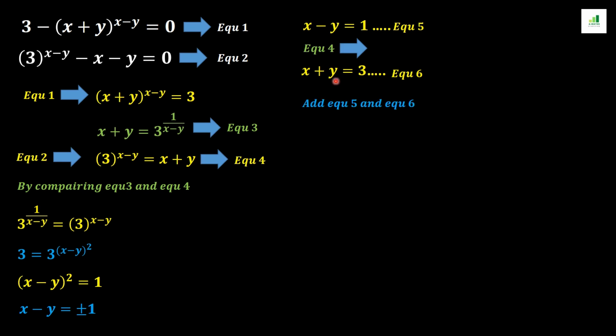Now I will add, in the next step, both equation number 5 and equation number 6, and as a result I will get 2x = 4. How? Simply, when I add both of these equations, equation number 5 and equation number 6, this minus y and this plus y will cancel out together, and this x and this x will combine together and become 2x, and this 3 will add up with this 1 and I will get 4.